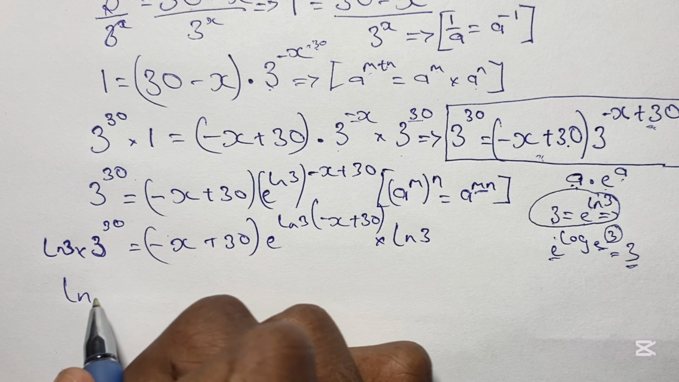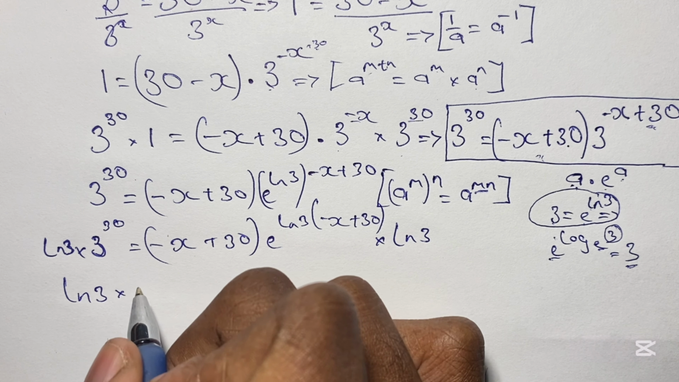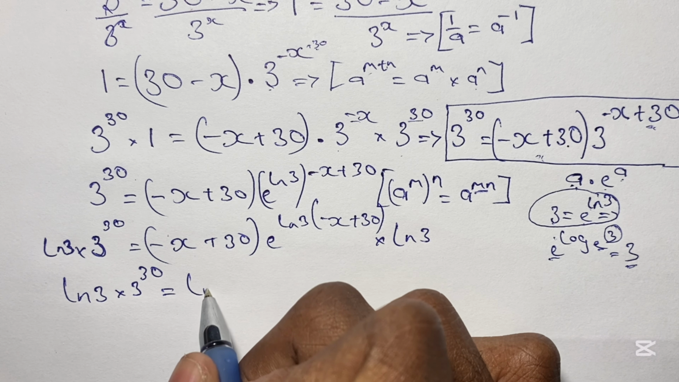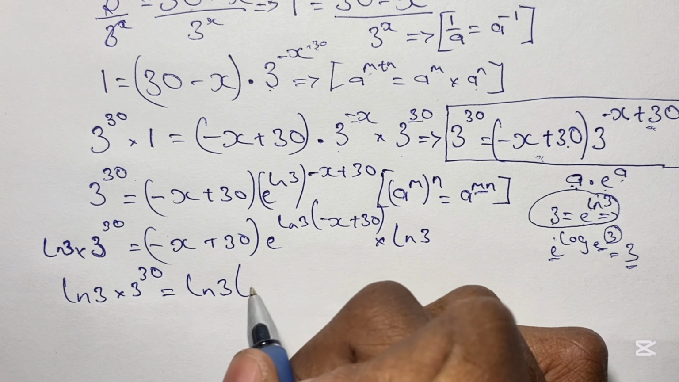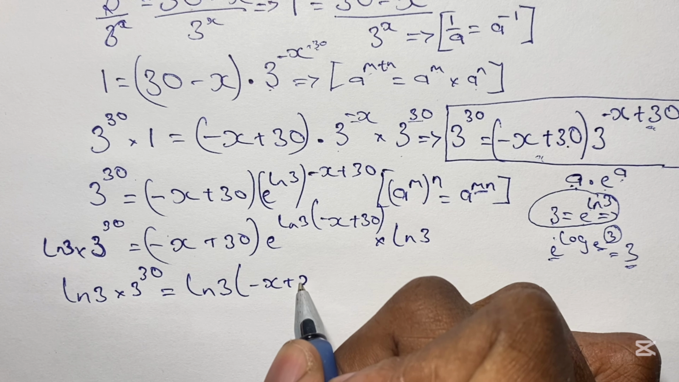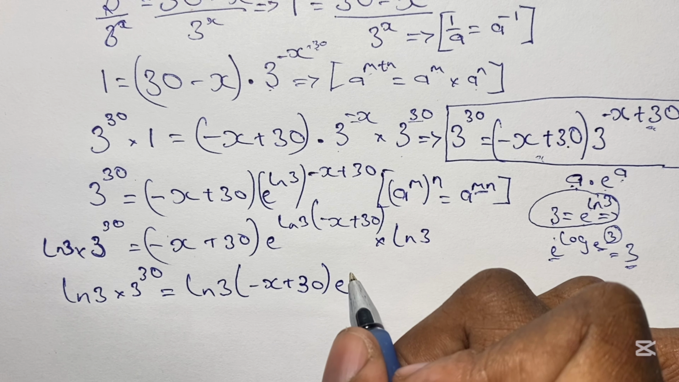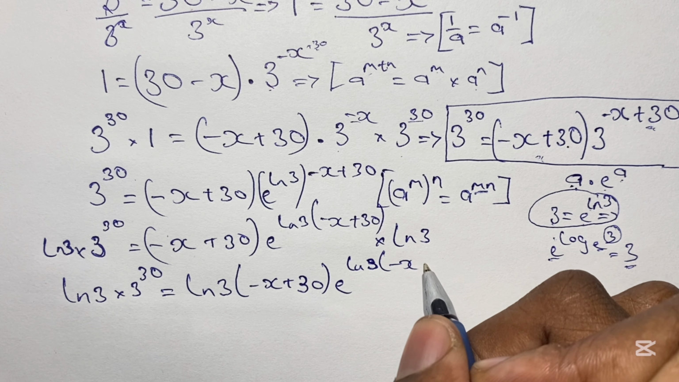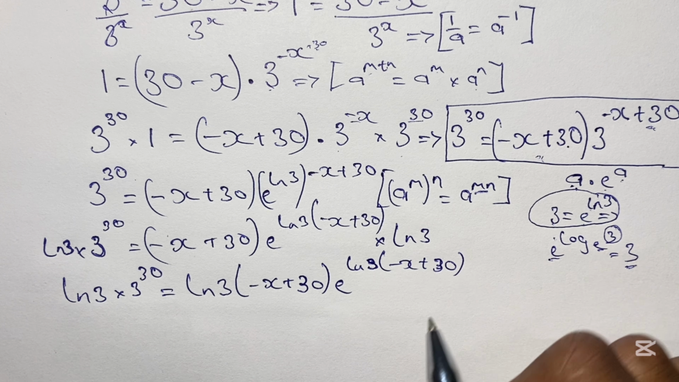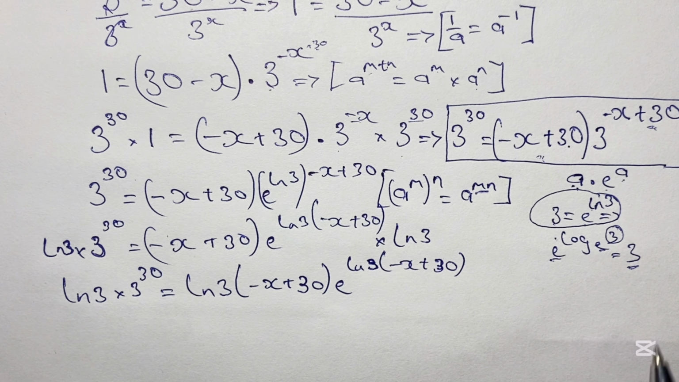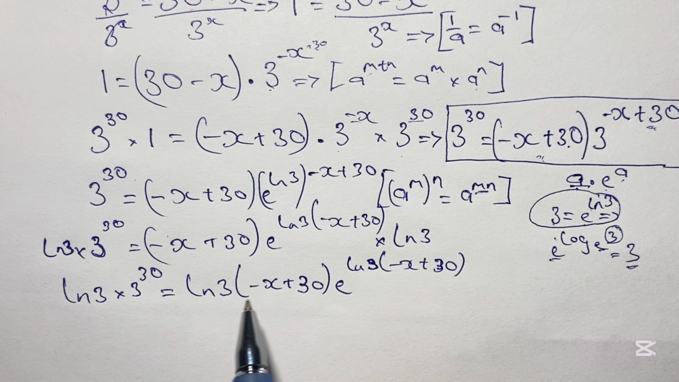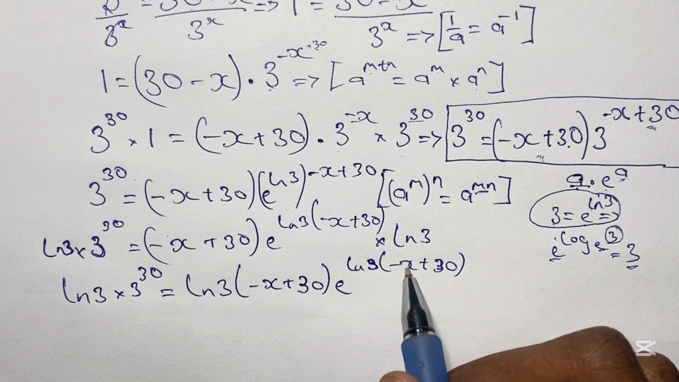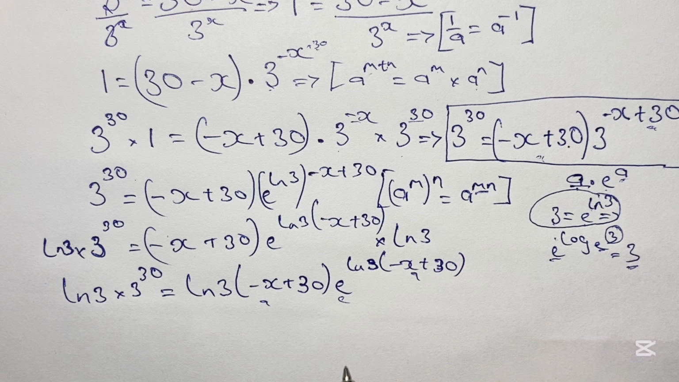This means that from here we're going to have ln of 3 times 3 to the power of 30 is equal to ln of 3 in brackets negative x plus 30 times e to the power of ln of 3 in brackets negative x plus 30. So notice our equation. We are writing the form of a times e to the power of a, where we have ln of 3 in brackets negative x plus 30. Here again we see ln of 3 negative x plus 30. So here is a and here is a, and we have our e in the middle.